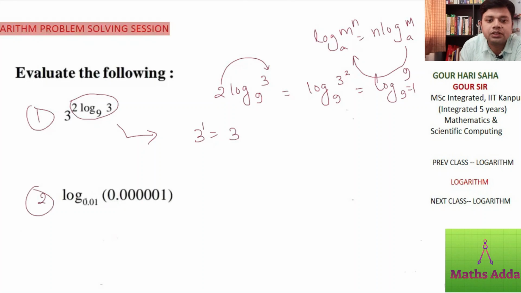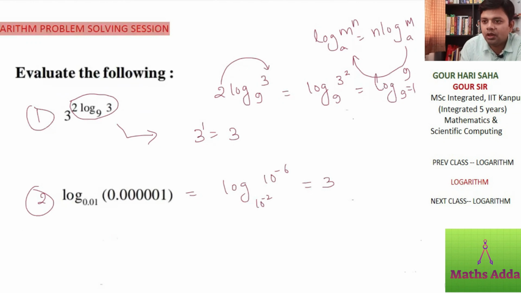Second question is log of this. This is actually log of 10 to the power minus 6 base 10 to the power minus 2. So what should be the power on 10 to the power minus 2 so that it becomes 10 to the power minus 6? I think it is obvious, the power should be 3. So it is a direct question. This is based on the definition of log.